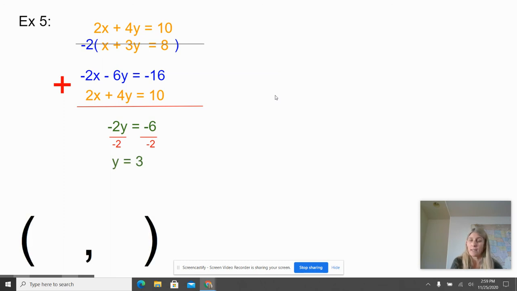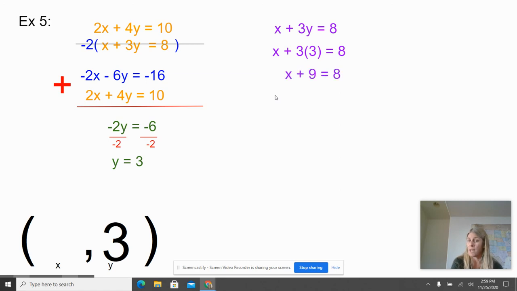So I can set up my answer, once again, always in ordered pair, and I'm going to put a 3 in my y position. Now, once again, I'm going to go back up to my original equations here, and I'm going to go ahead and solve for x. Now, looking at the second equation, x plus 3y equals 8, x is already isolated, so that's a smart one to choose to save yourself some work. So I'm going to go ahead and substitute y for what we know y is, which is 3. So x plus 3 times 3 equals 8. x plus 9 equals 8. Subtract 9 from both sides, and x is equal to negative 1.